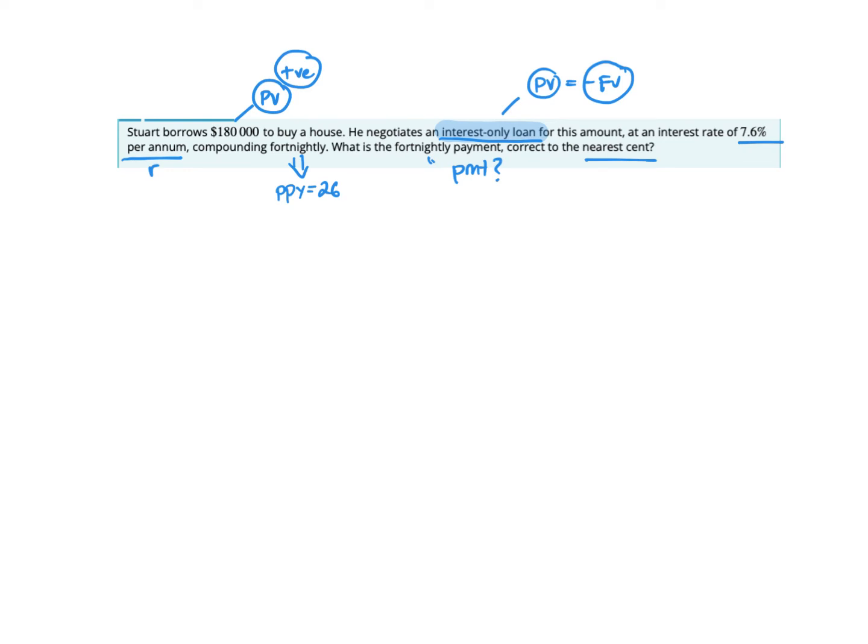All right, so we would be looking at finance solver. So sometimes it's good to write down on the paper. So it's interest only. So we're going to just find out what one payment is. So after one period, and we've got an interest rate of 7.6, and I borrowed 180,000. My payment, that's my question, and FV is going to be the same as my PV but negative, and my PPY is going to be 26. So you would go and pop that in on your calculator.